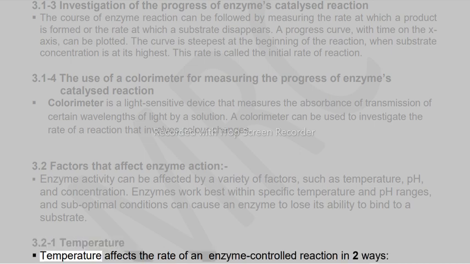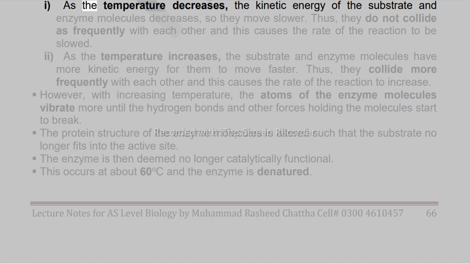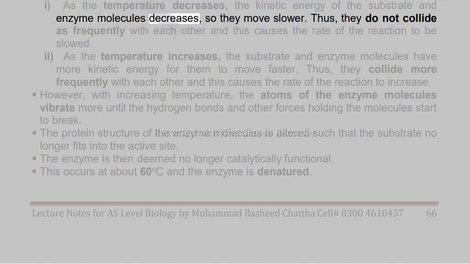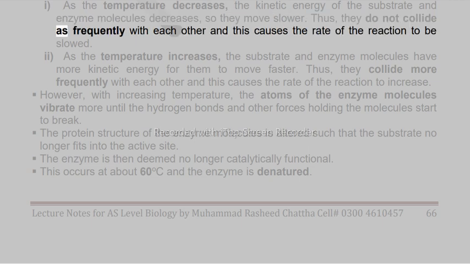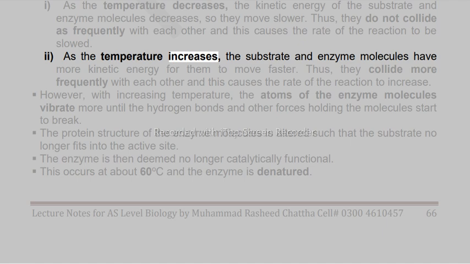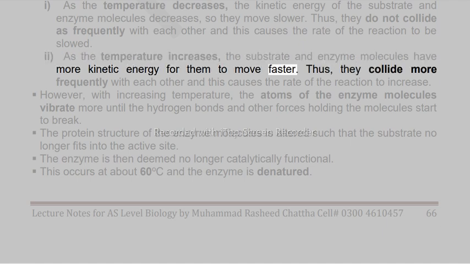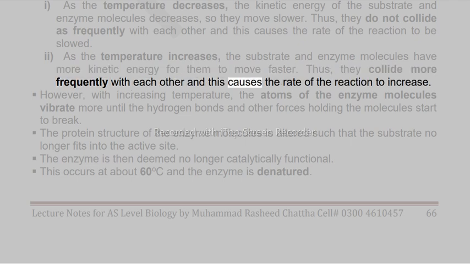3.2-1 Temperature affects the rate of an enzyme-controlled reaction in two ways. 1. As the temperature decreases, the kinetic energy of the substrate and enzyme molecules decreases, so they move slower. Thus, they do not collide as frequently with each other, and this causes the rate of the reaction to be slowed. 2. As the temperature increases, the substrate and enzyme molecules have more kinetic energy so they move faster. Thus, they collide more frequently with each other, and this causes the rate of the reaction to increase.